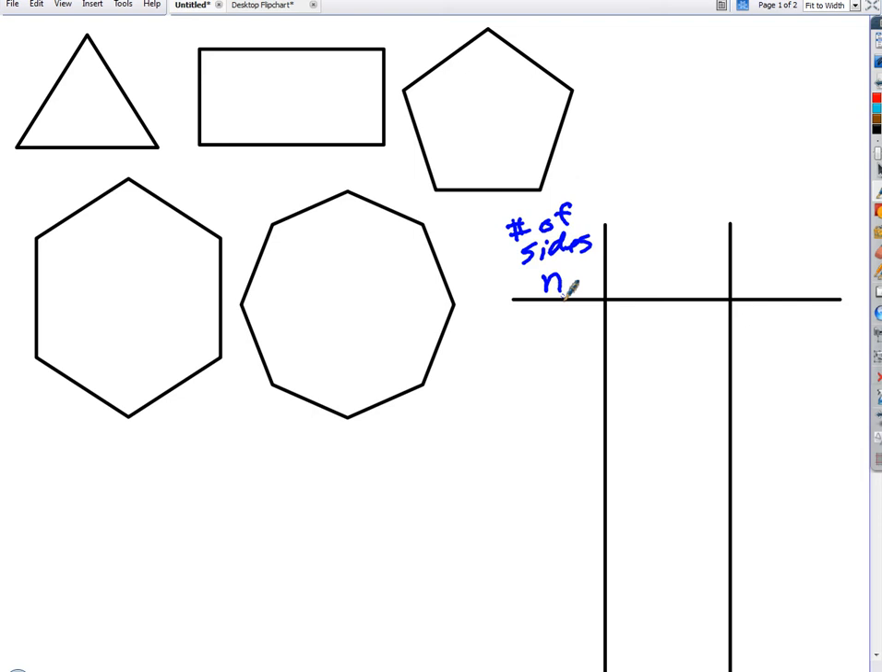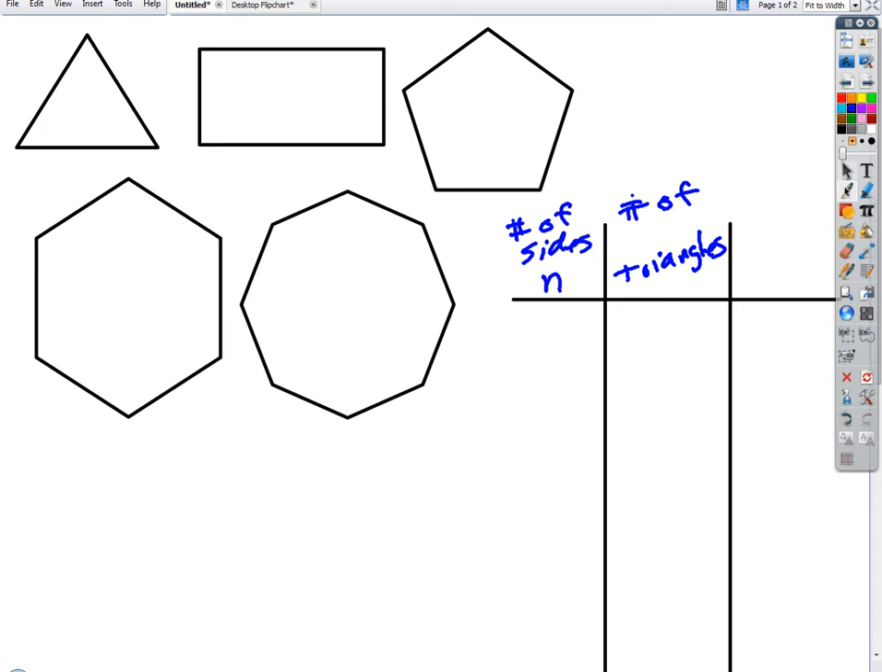and we'll call that n. Let's find the number of triangles that can be divided out by the diagonals. And what I mean by that is, for example, let's just take the first 2 together and you can tell me the answers to the rest.